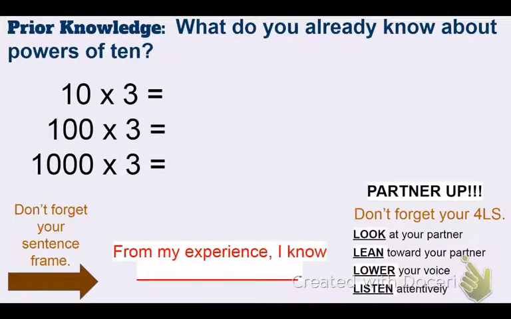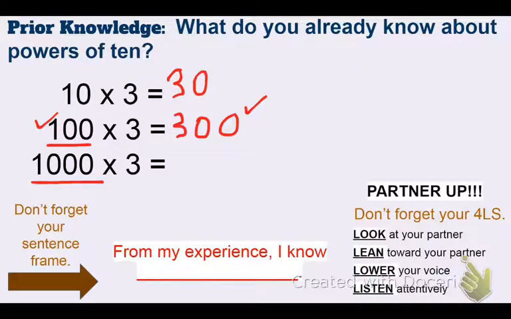What do you already know about the powers of 10? Well, let's look at this problem. I know you know 10 times 3 is 30. And if we multiply by something 10 times bigger, 100, 3 times 100 is 300. Oh, I added an extra 0 because I grew in my power of 10. We also know that if we multiplied by 1,000 and we made our answer 1,000 times bigger, 3 times 1,000, then we would get 3,000.